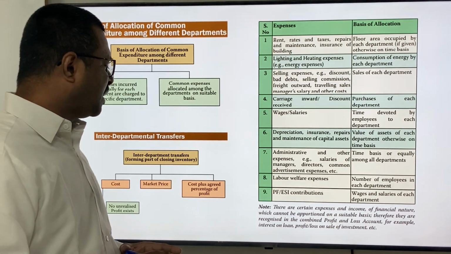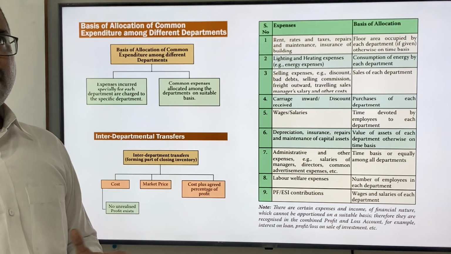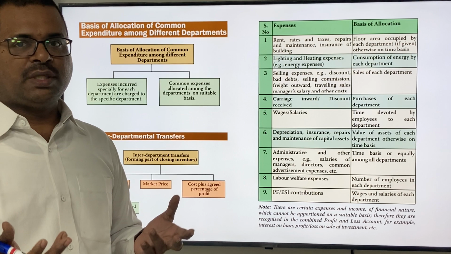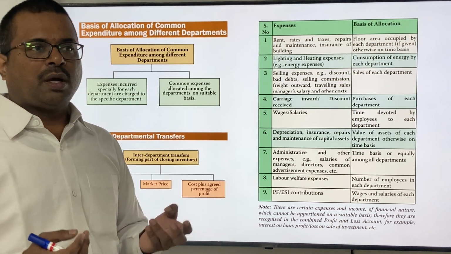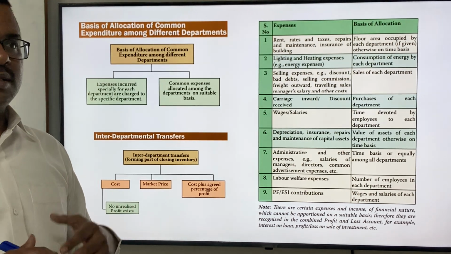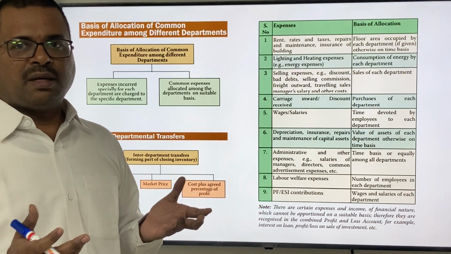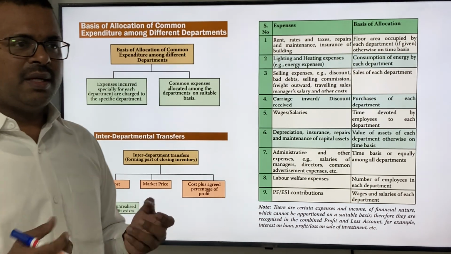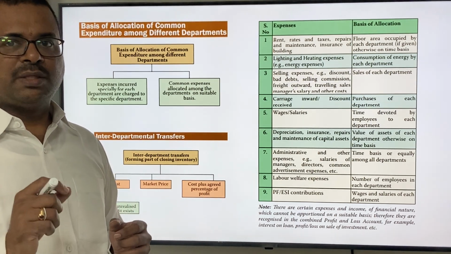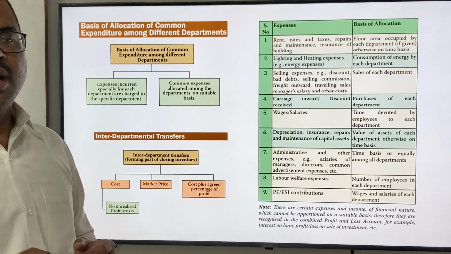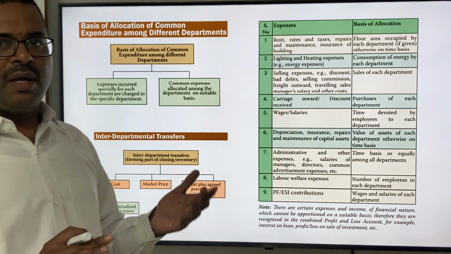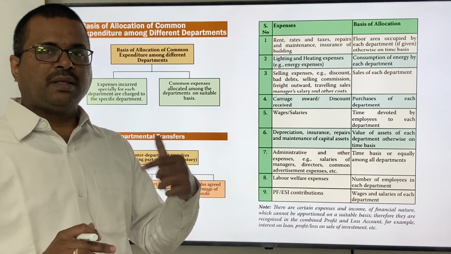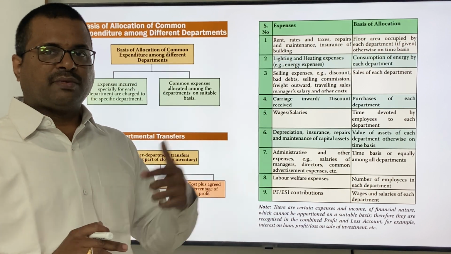Next, cost plus an agreed percentage of profit. Say management doesn't want to get into the complication of market price, because market price can be a little more or less depending upon the vendor, the quantity of material purchased and all these things. Market price is more dynamic, and we can't say that the price of this product today in the market is this. So they may say, okay, let us have a fixed percentage of loading on the cost, and that price will be the purchase price for the next department.